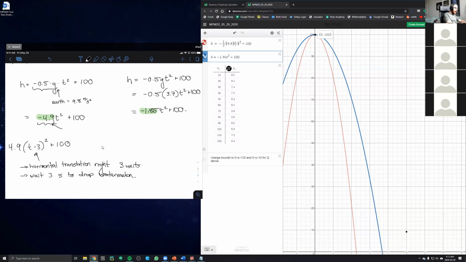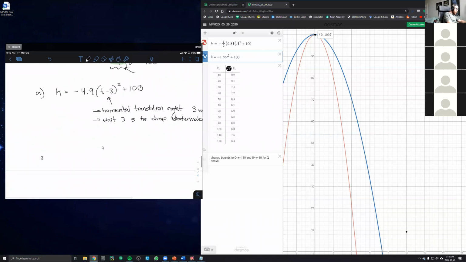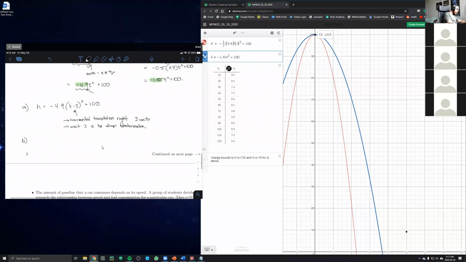Yeah. So for part B here, we notice that the parabola for the watermelon on Mars is wider, which means mathematically we can interpret that there's a larger vertical stretch in the equation for Earth.